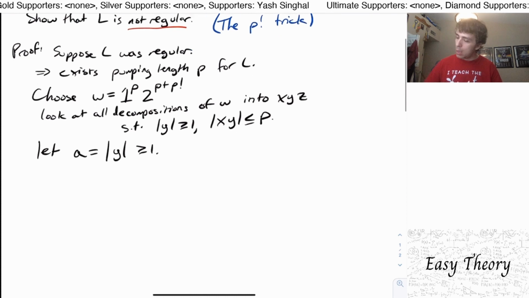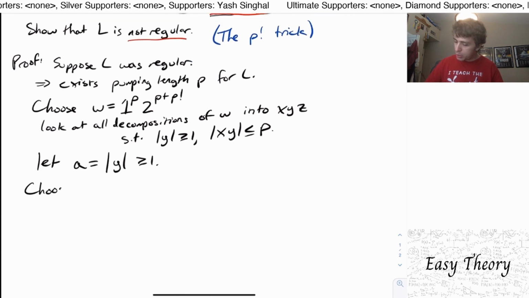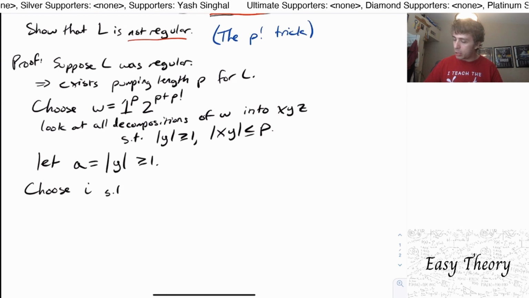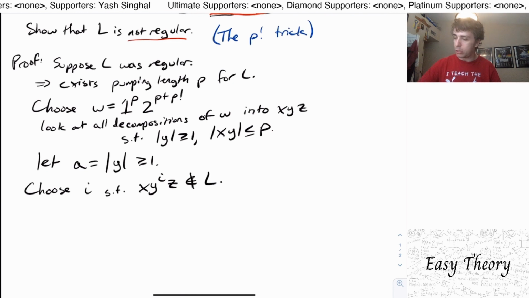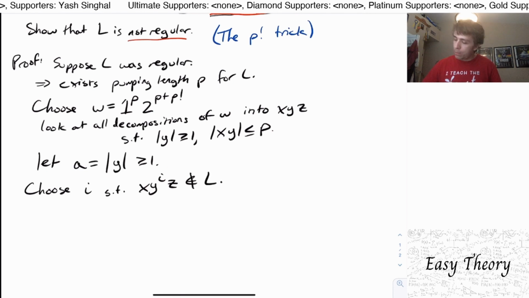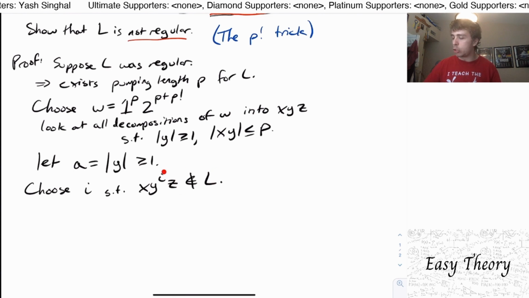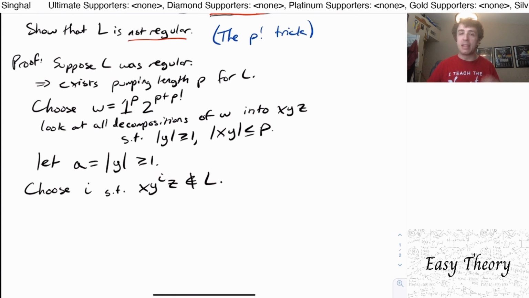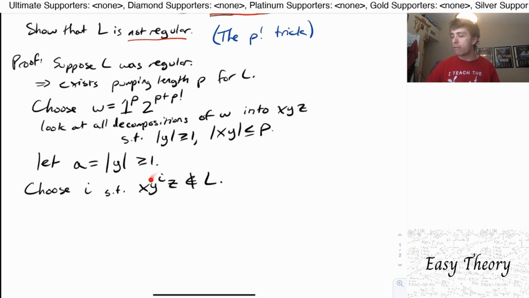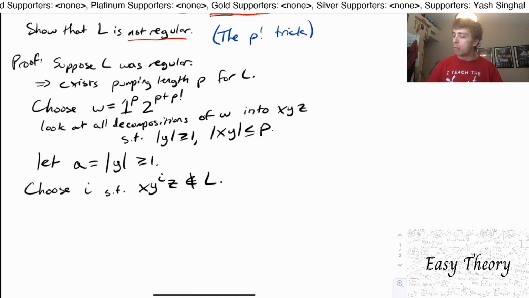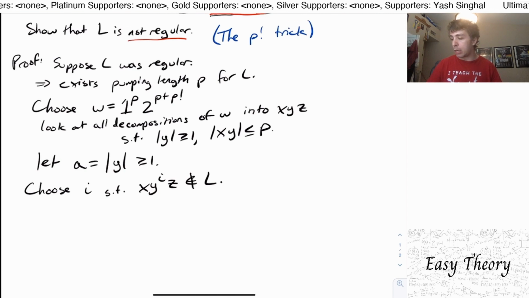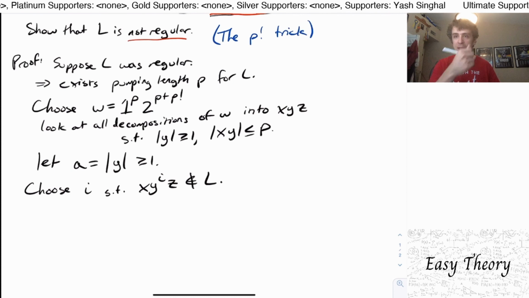Okay, well then now we got to choose a value i such that if we repeat the Y part i times, it is not in the language. And why do we want to do that? Well, if it was always in the language, no matter what value of i that we picked, that won't give us a contradiction. If we find some value of i that leaves the language, then that will give us a contradiction, because the lemma says if the language is regular, you're always in the language. Well, here, if we want to show a contradiction, then we got to find the value of i that leaves the language.